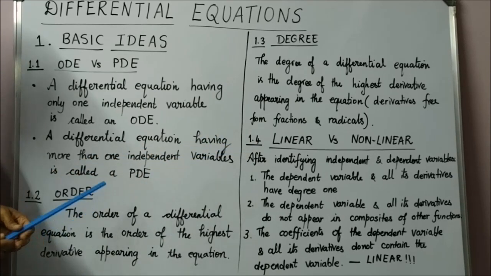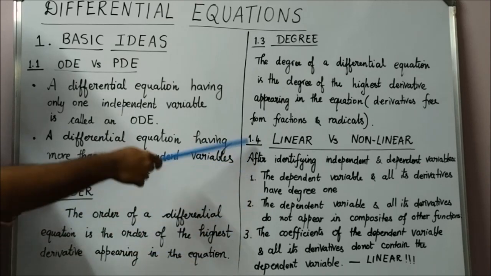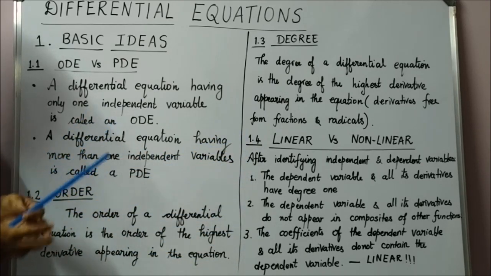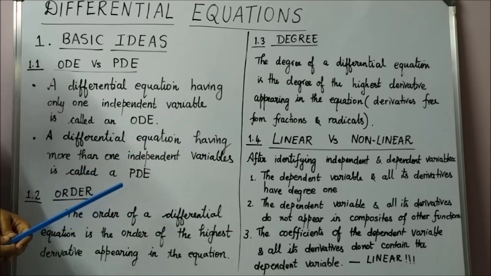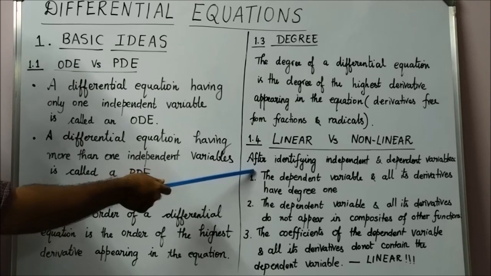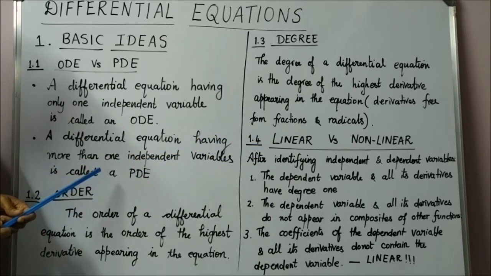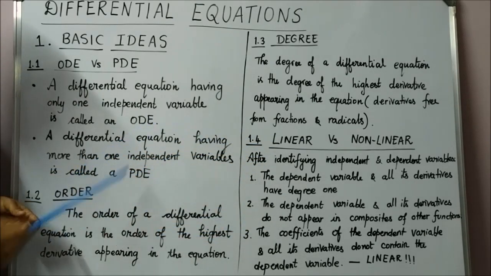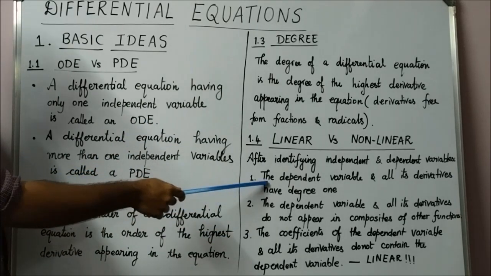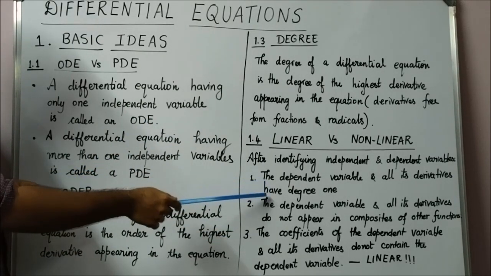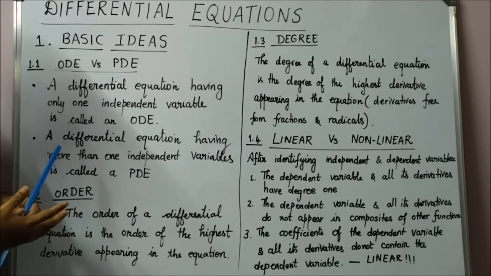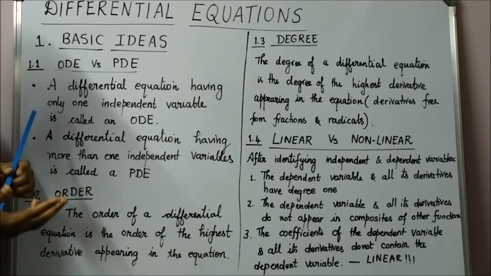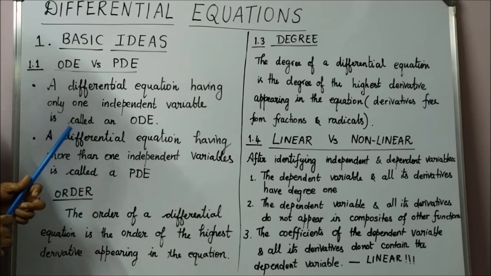Next is this important idea of linear versus nonlinear equations. Again, this is not the basic definition of linear equations, but just how to quickly identify what is meant by linear equation. I'll come to the definition once I have finished this idea. After identifying the independent variables and the dependent variables, you should check these three things. That is, the dependent variable and all its derivatives should have a degree of 1. That is, if y is the dependent variable, then y, dy by dx, d square y by dx square, they should all have a degree of 1.